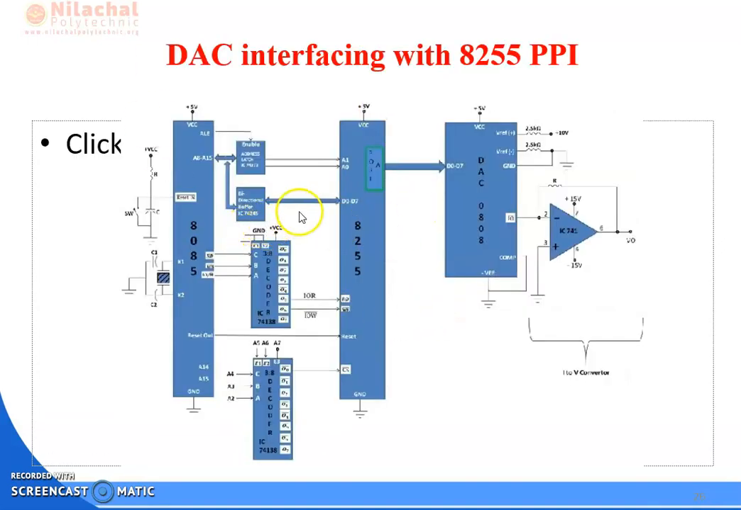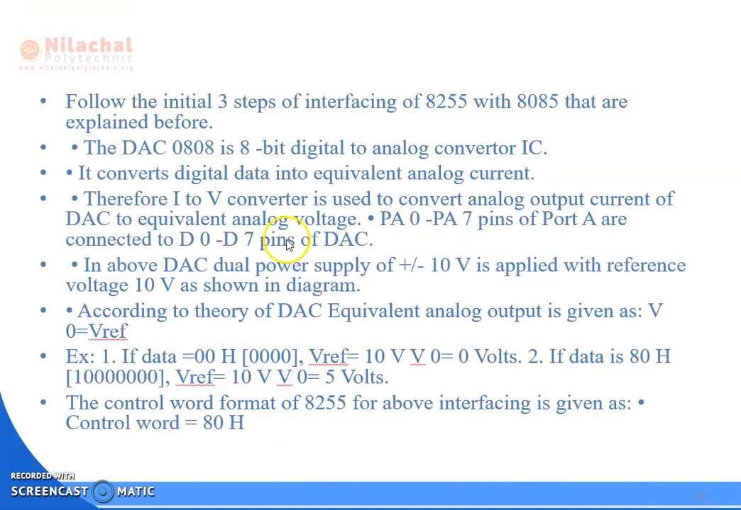Next, DAC interfacing with 8255 PPI. So this is the diagram for DAC interfacing. Let us discuss. Follow the initial 3 steps of interfacing of 8255 with 8085 that were explained before. The DAC 0808 is an 8-bit digital to analog converter IC. It converts the digital data into equivalent analog current.